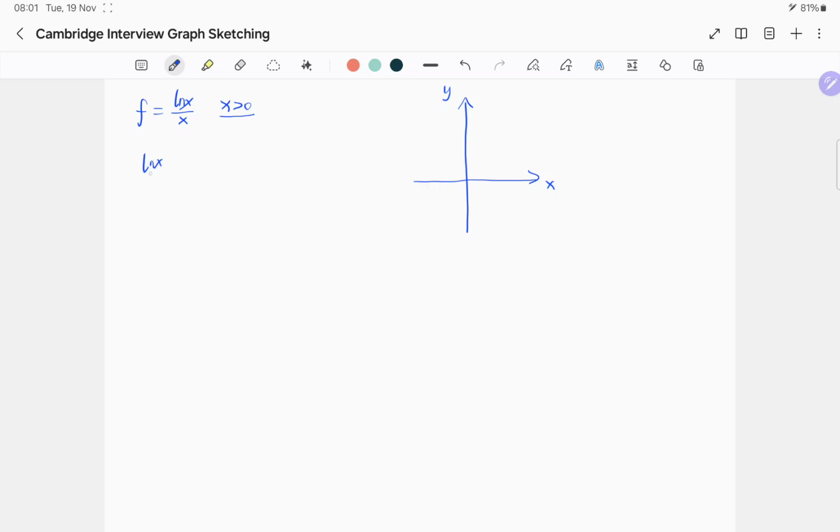So when ln x over x is equal to 0, x is equal to 1, right? So at this point, it is 0.